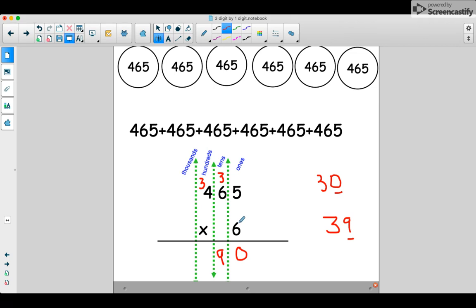So I did my 6 groups of 5, my 6 groups of 60, now I'm going to my 6 groups of 400. So I'm thinking 6 times 4, which is 24, plus those 3 that I brought over, so 24, 25, 26, 27, and since there's no place else to bring it over, I'm just going to write down my 27. That means that that 2 jumped over to the thousand spot. So I have an answer of 2,790.